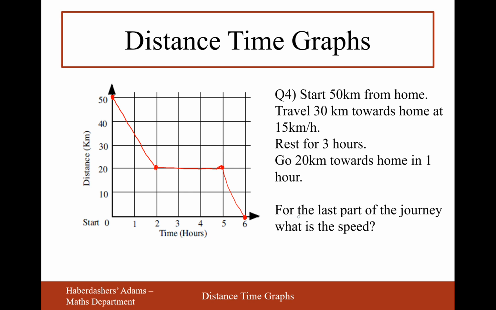And in this case, it asks for the last part of the journey, what is the speed? So that's going to be distance divided by time. The distance travelled here was 20 kilometers, and that was just for 1 hour. So that's just going to be 20 divided by 1, which is 20 kilometers per hour. So there we are, that's the shape of the graph, and this is the answer to the last part.